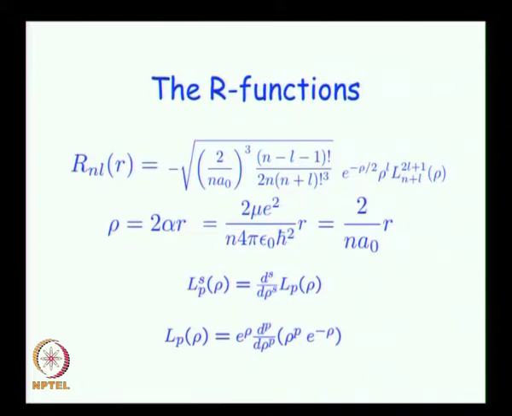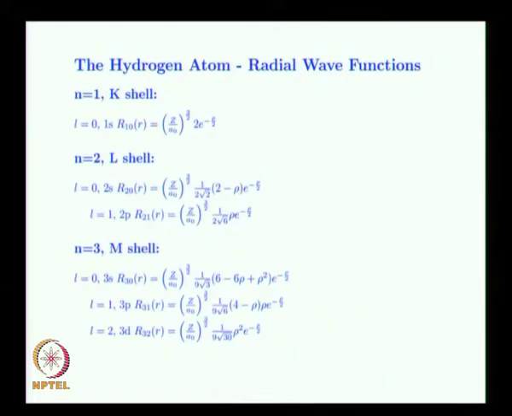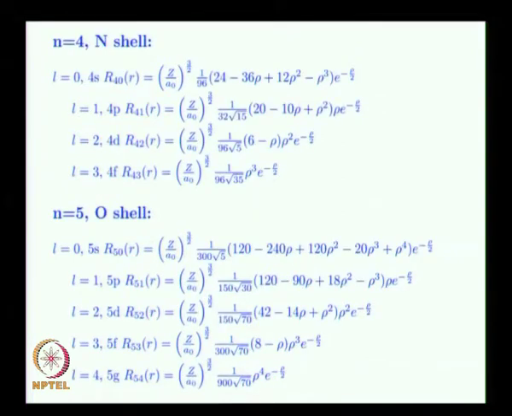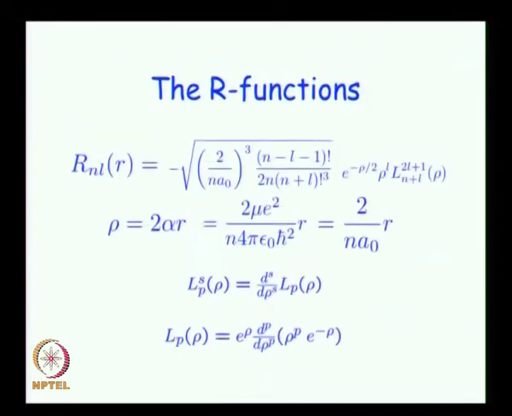And then remember, in our solution process, we had introduced e to the power of minus rho by 2. Then we had introduced a rho to the power of s, and found that rho to the power of s is actually rho to the power of L, because s is equal to L. So, therefore, rho to the power of L, and then the remaining part is written here.